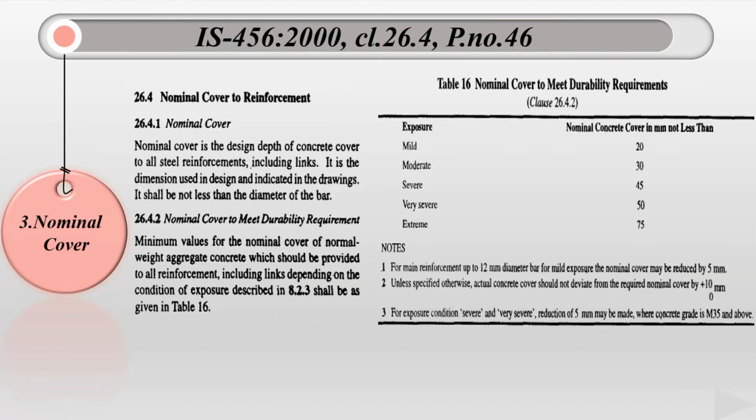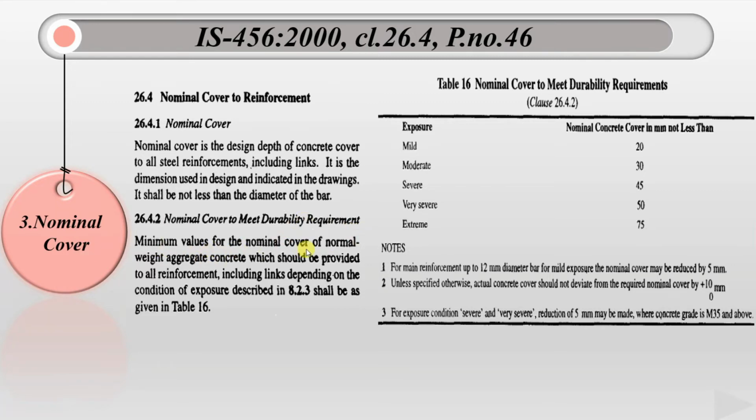Whenever you are designing any structural element, you have to be very careful about this nominal cover. All the structural elements like beam, slab, footing, columns have covers of different sizes. This nominal cover prevents the steel from corrosion. It also protects the steel from environmental effects, and it gives fire resistance to the structure. Nominal cover to meet durability requirement.